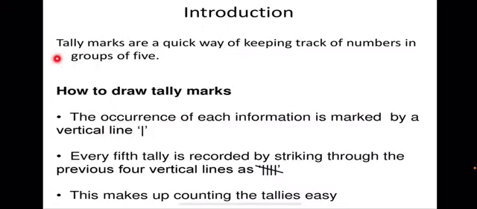So let's start with tally. Now tally marks are the quick way of keeping track of numbers in groups of 5. So how to draw tally marks? The occurrence of each information is marked by a vertical line. Every 5th tally is recorded by striking through the previous 4 vertical lines like this. So you can see 1, 2, 3, 4 lines and the 5th line is striking. So this whole becomes 5. This makes counting the tallies easy.